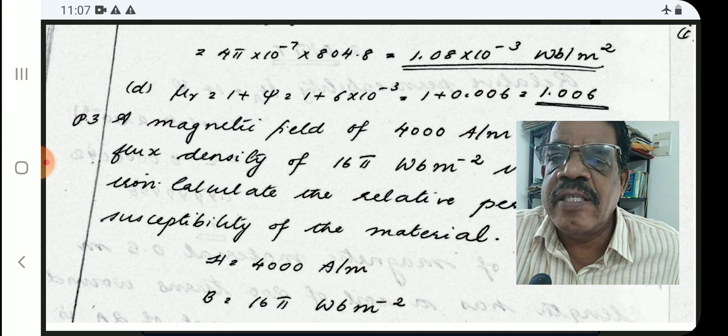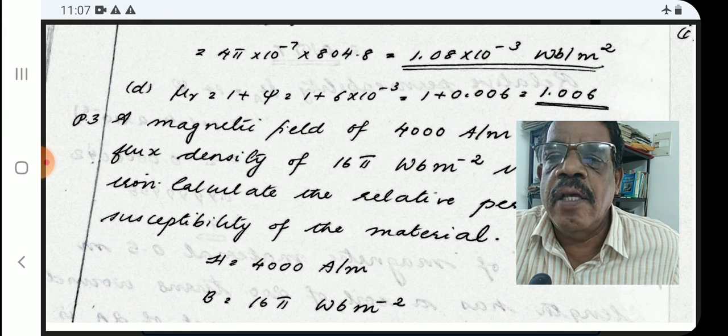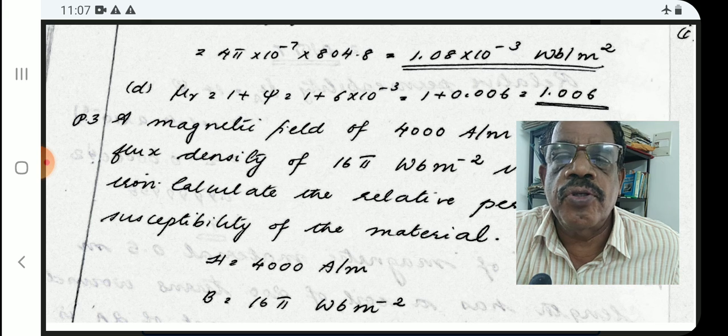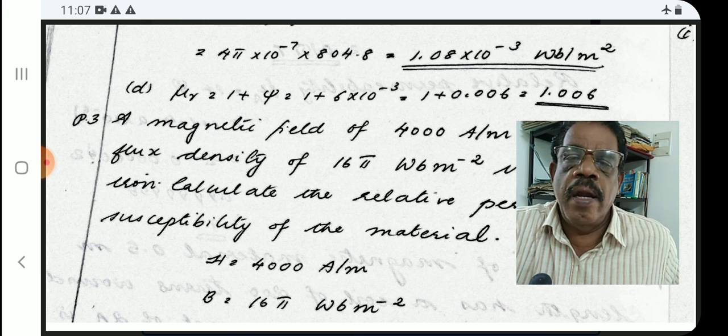And mu r is relative permeability. Mu r is 1 plus psi. 1 plus 6 into 10 raised to minus 3. 1 plus 0.006 equal to 1.006. Next problem.